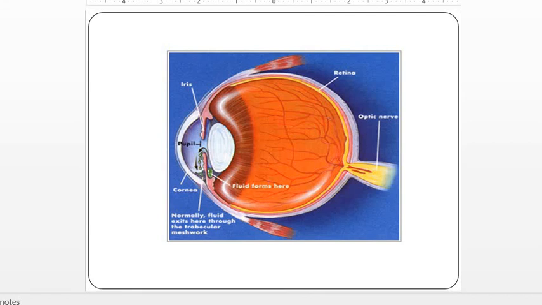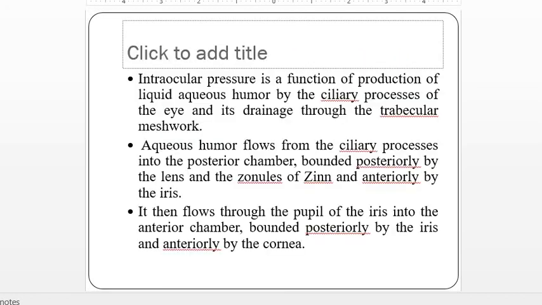Here it is shown: the cornea, the iris, and the fluid which flows from the posterior region. Now you can see the iris, and normally the fluid exits through the trabecular meshwork. The fluid is produced behind the iris and then it flows out. Those are the retina and optic nerve. So intraocular pressure is a function of production of the liquid aqueous humor by the ciliary process of the eye and its drainage through the trabecular meshwork. First of all, glaucoma is established with ocular hypertension. Ocular hypertension is caused by the inadequate flow of the aqueous humor through the trabecular meshwork.